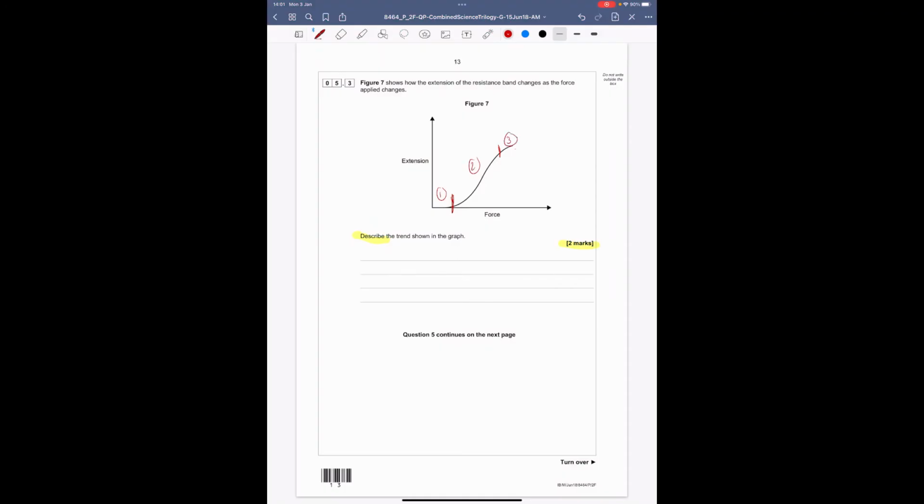So at stage 1, initially, when there is a little force, the band does not stretch. At stage number 2, when more force is added, as more force is added, the extension increases.